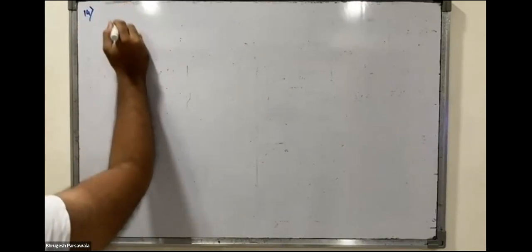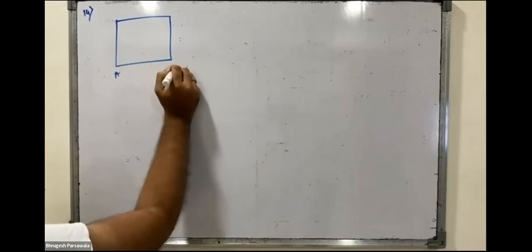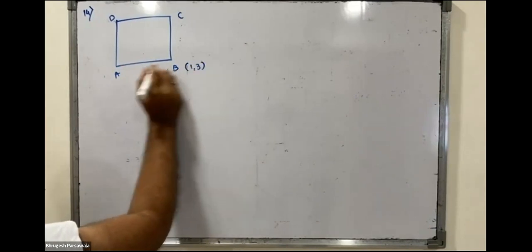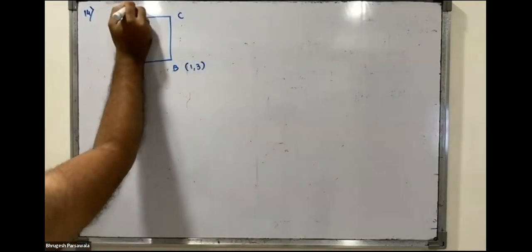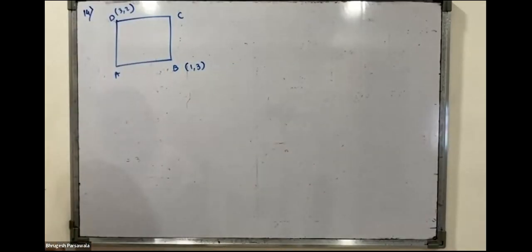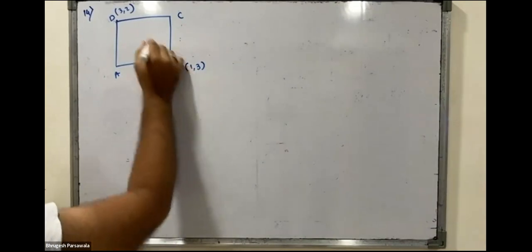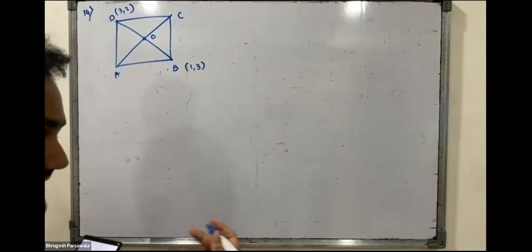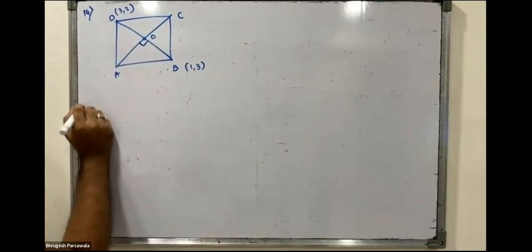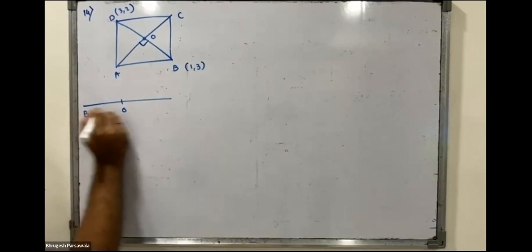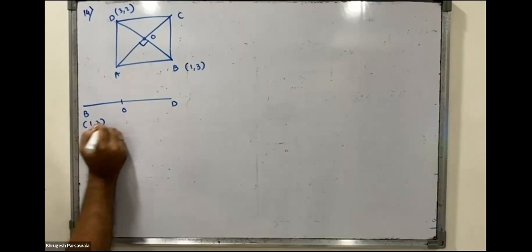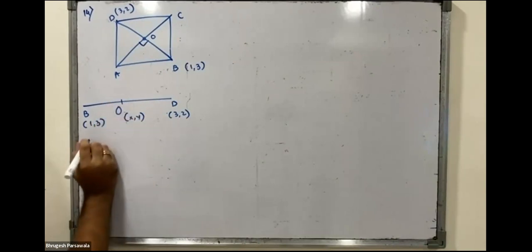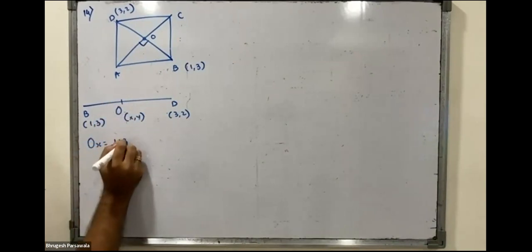ABCD is a square where B is 1, 3 and D is 3, 2. Okay. Find the coordinates of point of intersection of AC and BD. But we all know diagonals bisect each other at 90 degrees. Okay. So O is a midpoint of BD, beta. X1 plus X2 by 2.